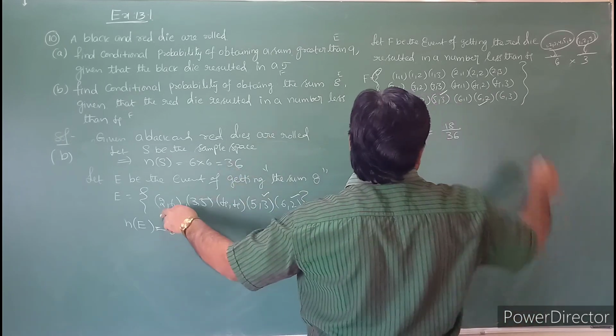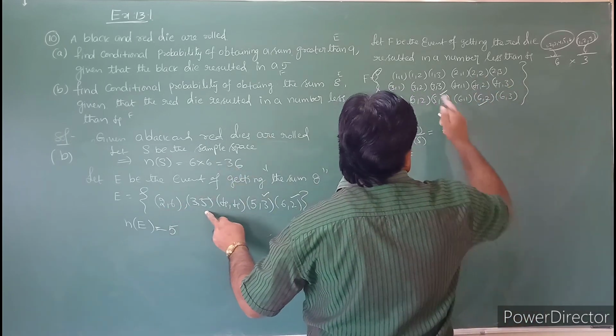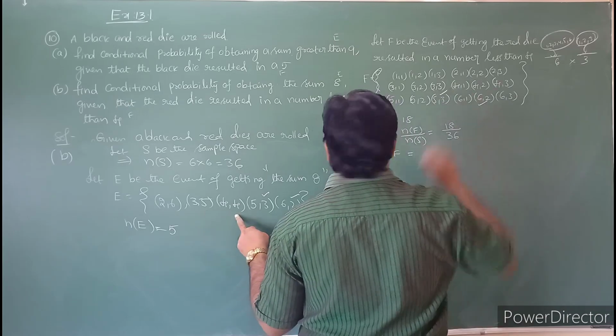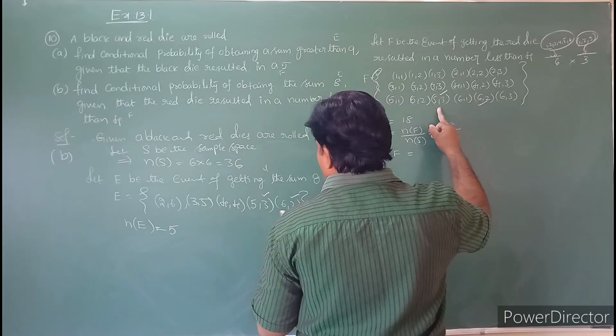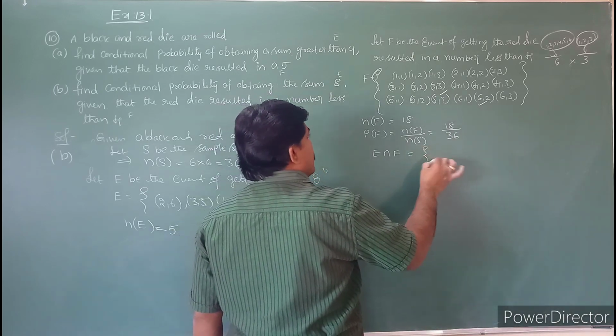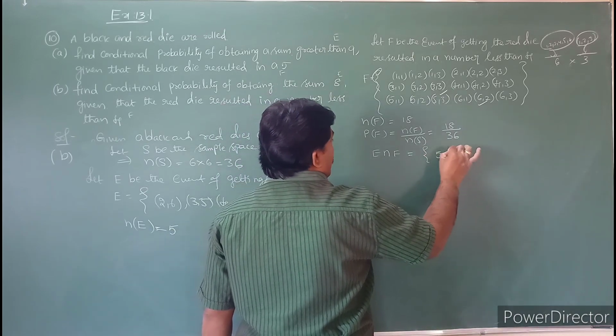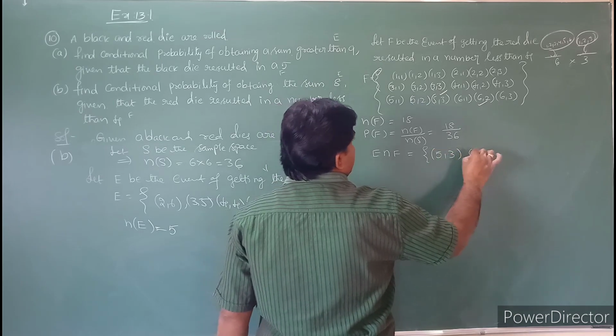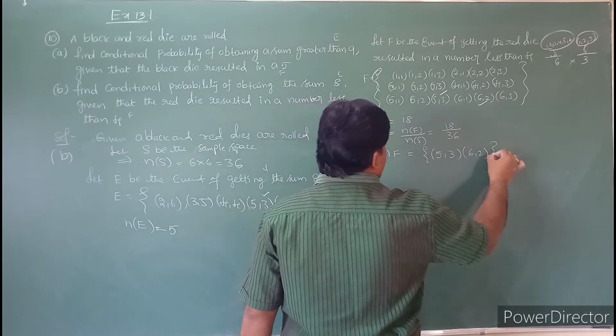Check this one, 2 comma 6. 2 comma 6 is not there. 3 comma 5 is not there. 4 comma 4 is not there. But 5 comma 3 is here and 6 comma 2 is here. So what is the E intersection F? E intersection F is nothing but 5 comma 3 and 6 comma 2. So this is the intersection.